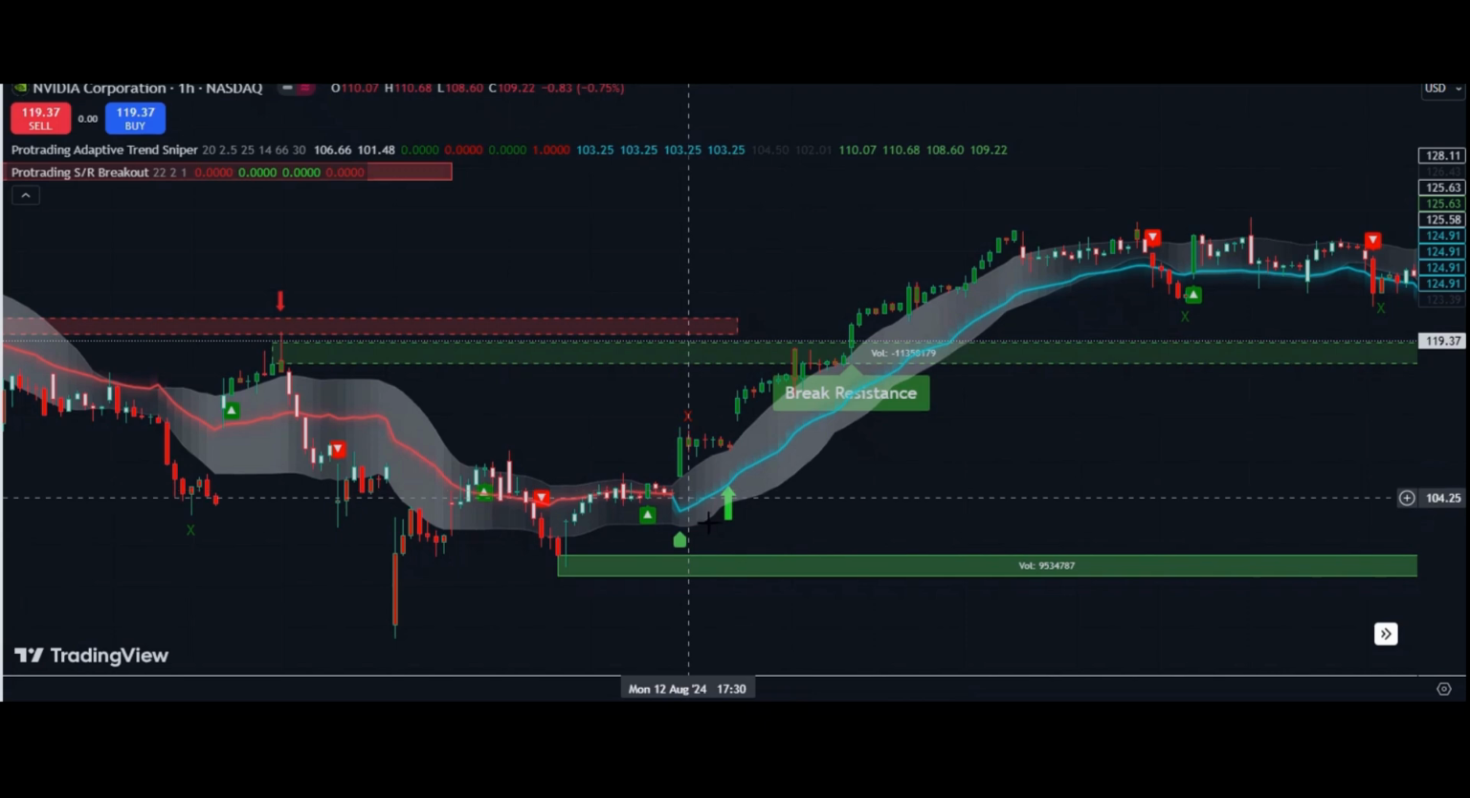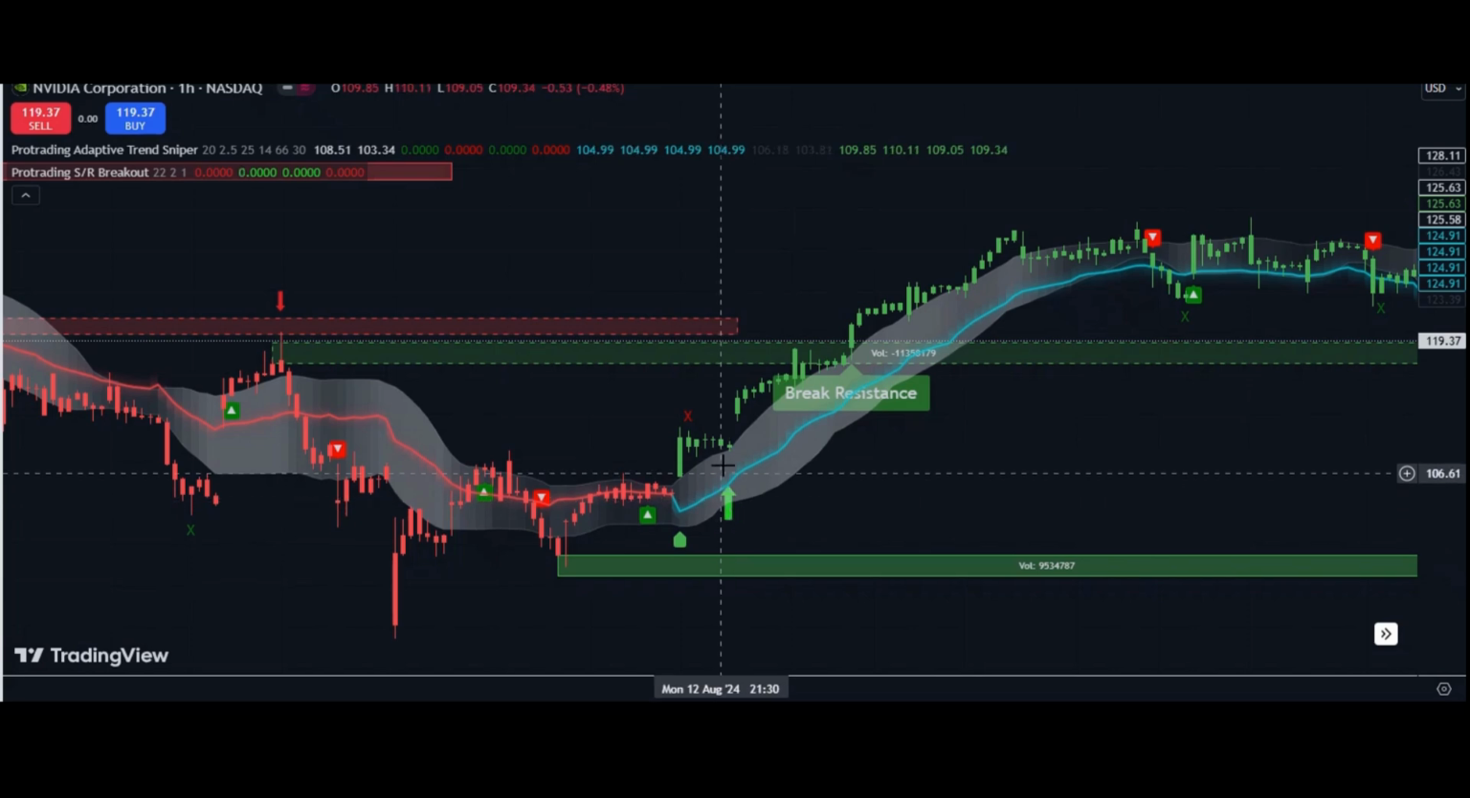Once you get this arrow telling you that it is an opportunity for you to buy, this is the point at which, once this candle finishes, this is the point where you need to enter the trade. So from here, the moment this candle is closed, you need to enter your buy trade, because you have already identified that the trend is moving up.